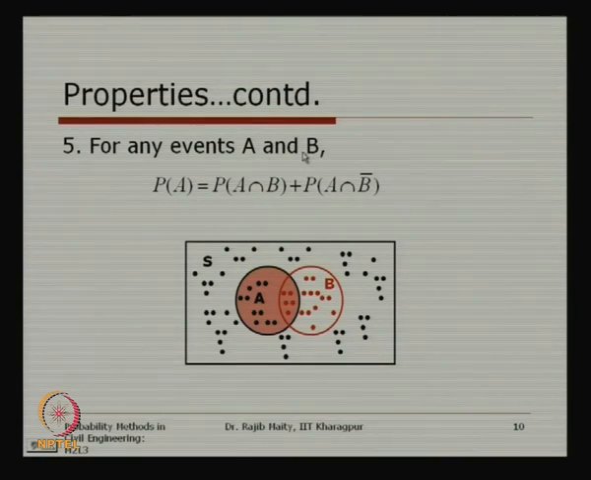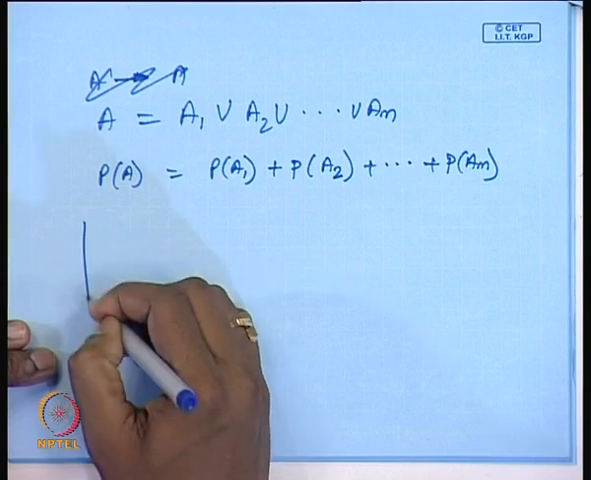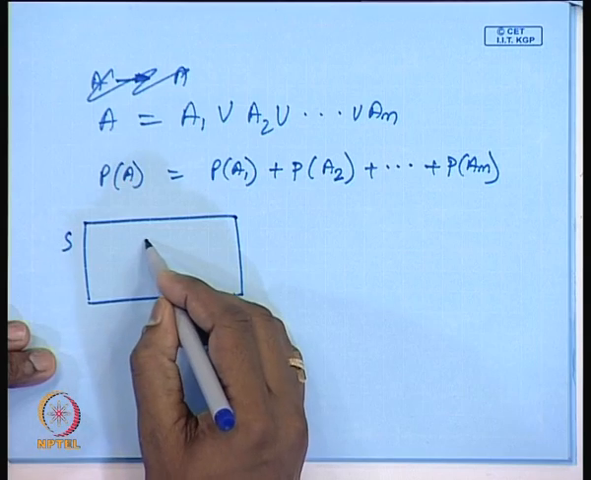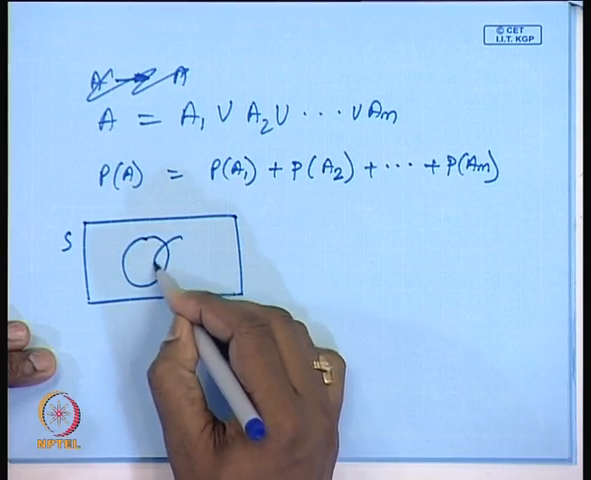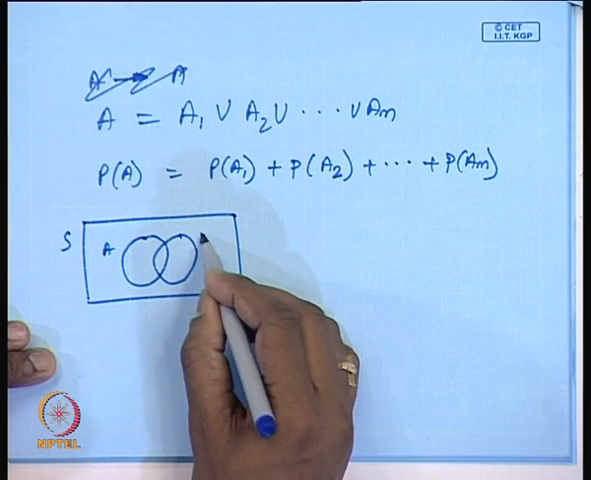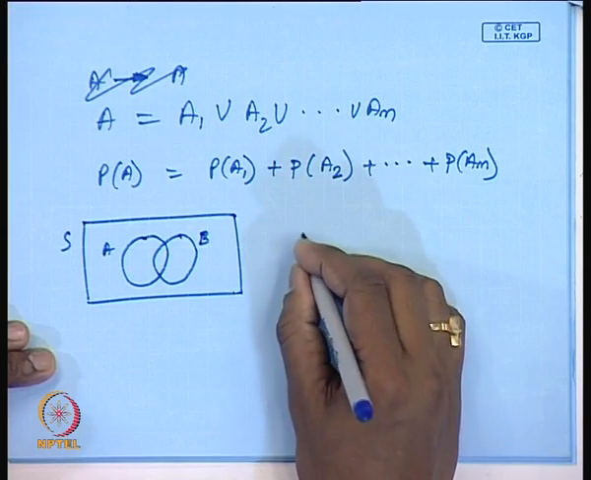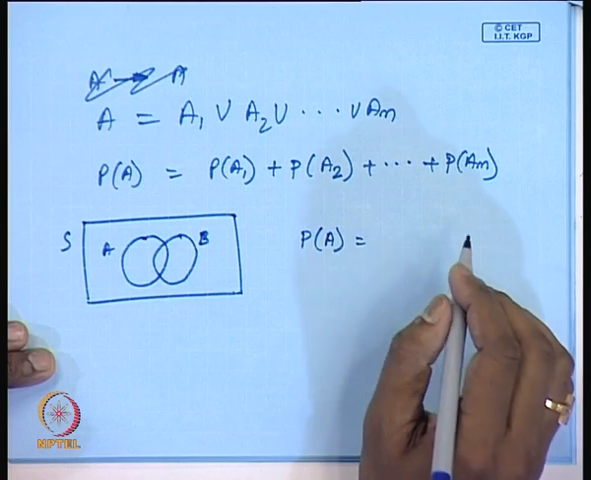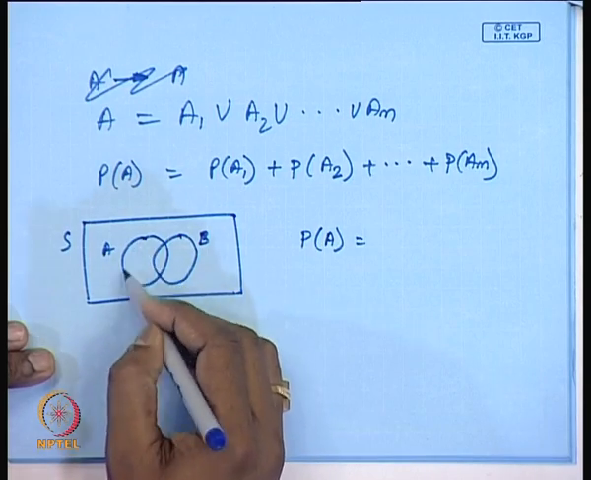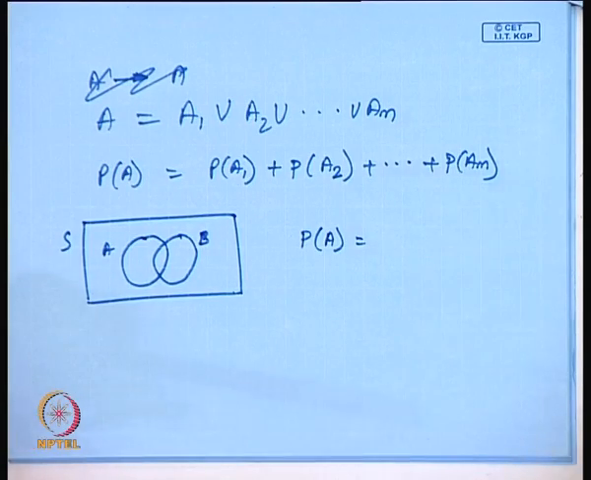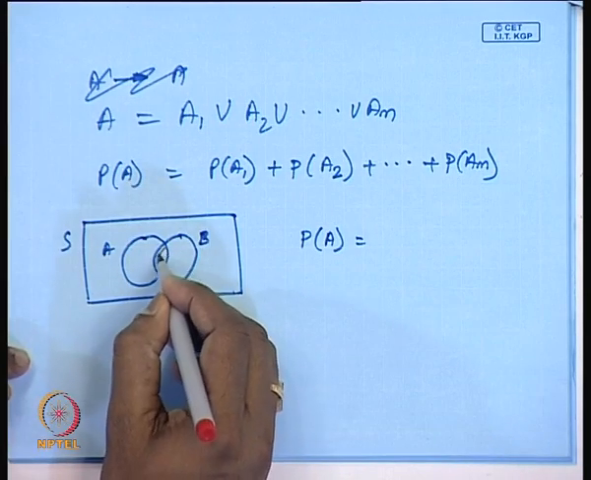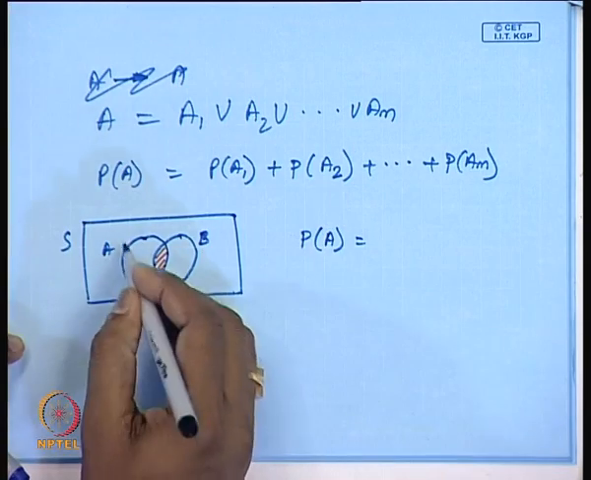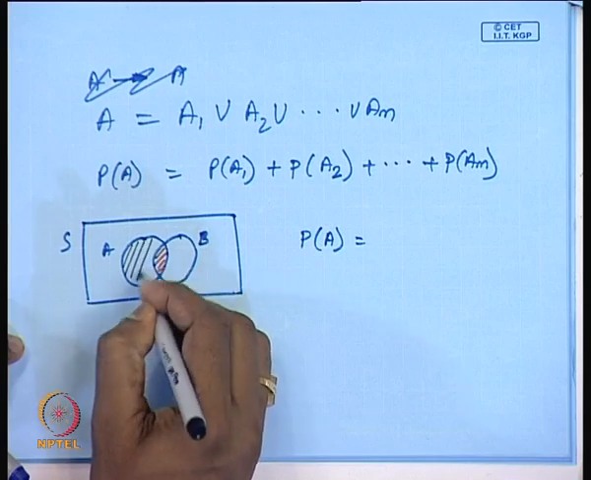the probability of the one event can be expressed in terms of this expression. Now if we just see here, this is your full sample space. Now we are having the two events A and B. Now if we want to know the probability of A, what we are doing is that this probability of A, we are just making it the summation of two zones. One is this red shaded zone, and another one is this particular black shaded zone.